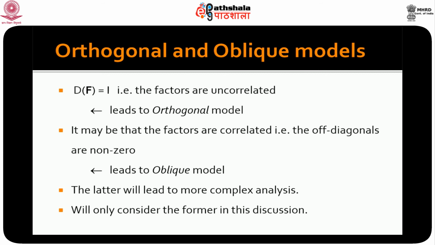This is generally referred to as an orthogonal model. There can be models where the dispersion of f is not a diagonal matrix. There can be off-diagonal elements and we can have an oblique factor model, but we will not be considering oblique factor models here, because that would bring in a complexity which we are not at this stage able to handle. So, we will just be looking at orthogonal models.